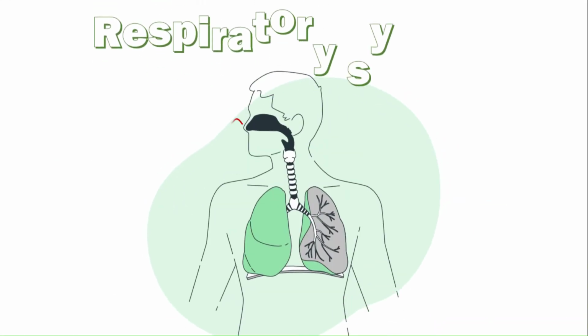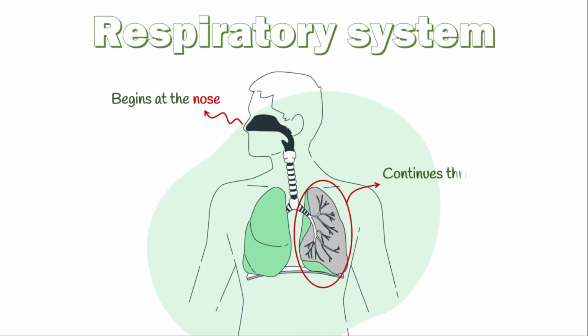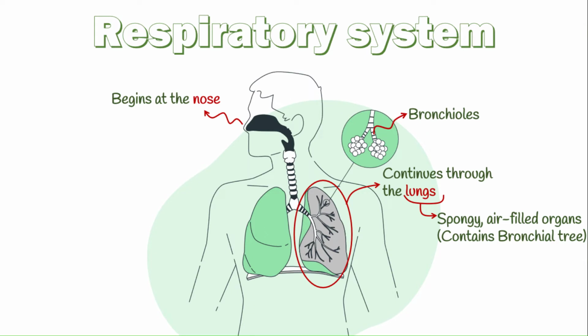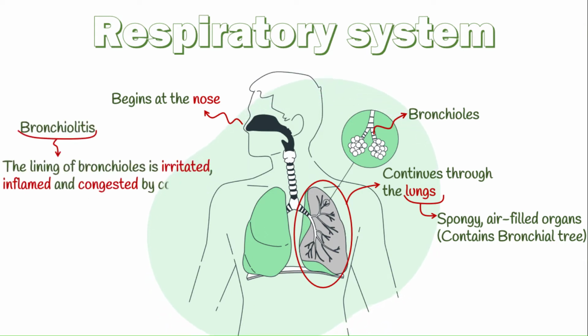The respiratory system begins at the nose, and continues through the lungs. Lungs are spongy air-filled organs, containing respiratory passages called the bronchial tree. The smallest branches of the bronchial tree are so-called bronchioles. In bronchiolitis, the lining of bronchioles is irritated, inflamed, and congested by cold or flu viruses.